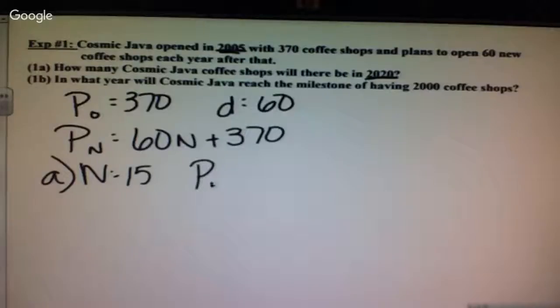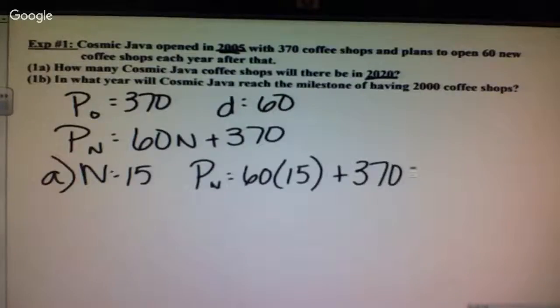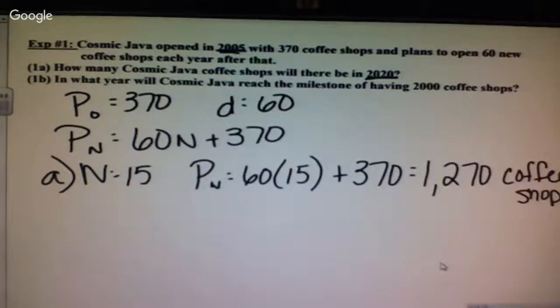So P sub n equals 60 times 15 plus 370. How many coffee shops do they have in 2020? 1,270. 1,270 coffee shops. That's a lot of stores. They might turn into the next Walmart.